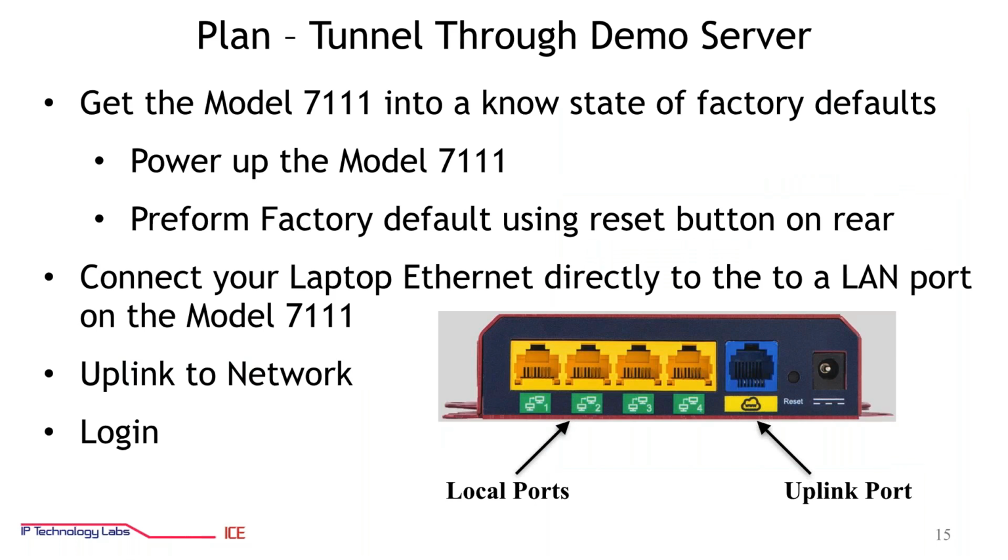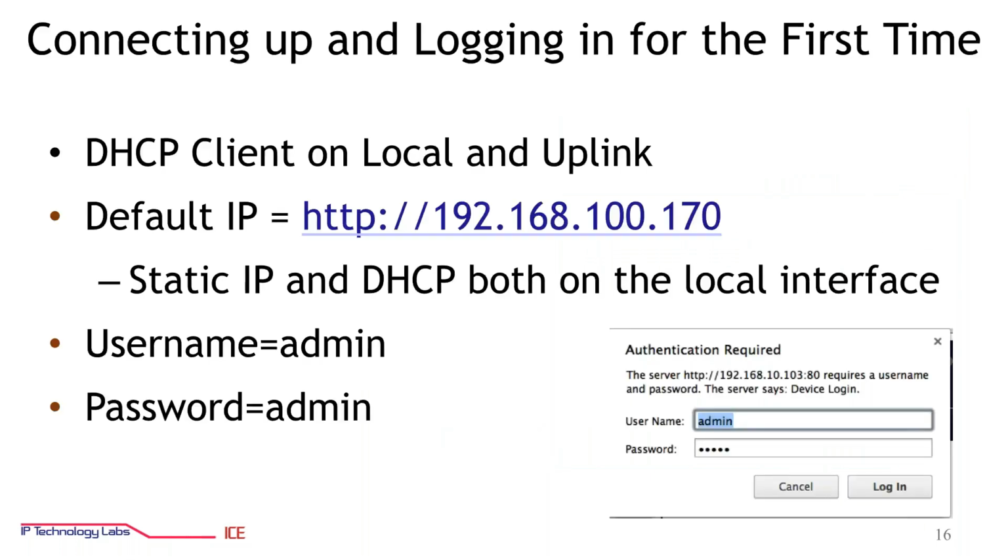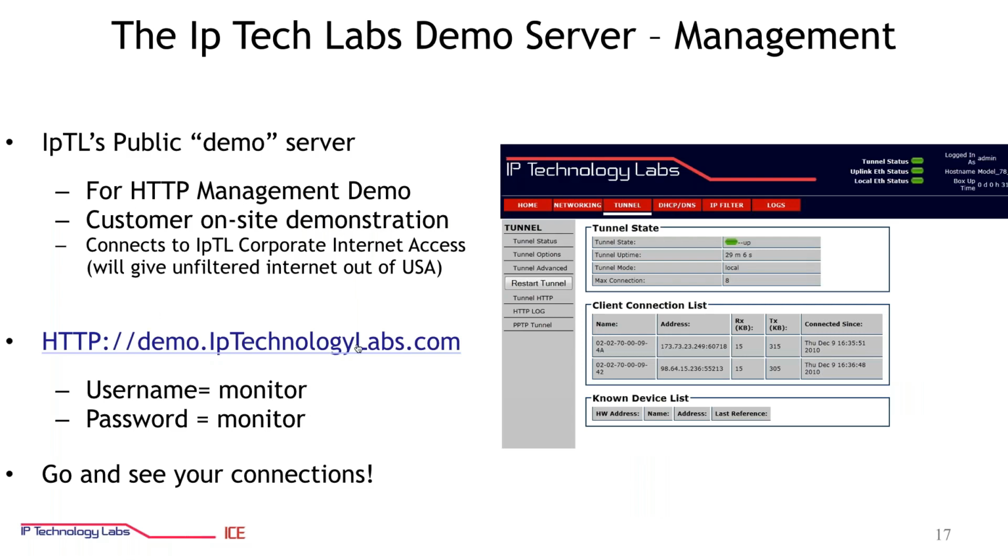So you can reset a factory default, plug your uplink port into your network, and plug your laptop into a local port. You can log into the device using 192.168.100.170. It's going to automatically create a tunnel to demo.iptechnologylabs.com. You can log into demo.iptechnologylabs.com and see your device connected. And you can log in with a monitor.